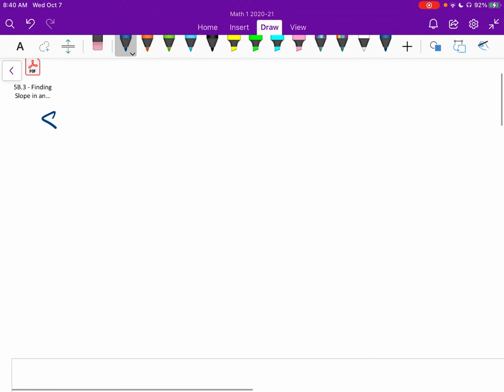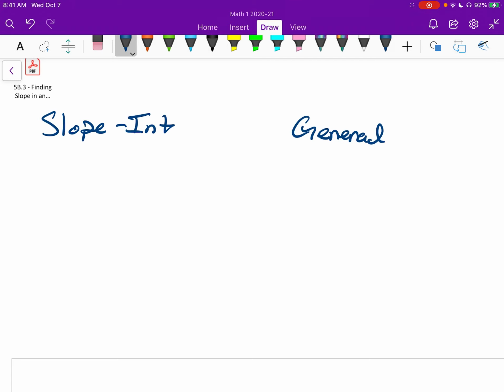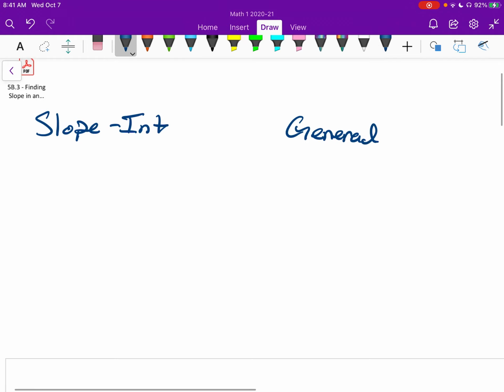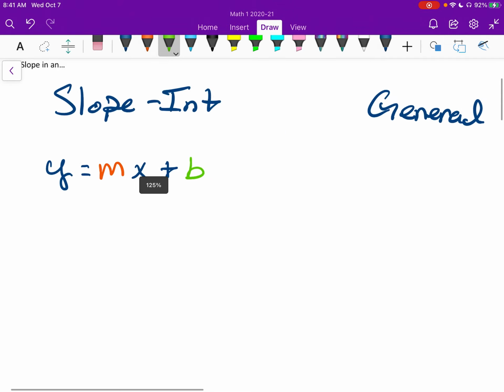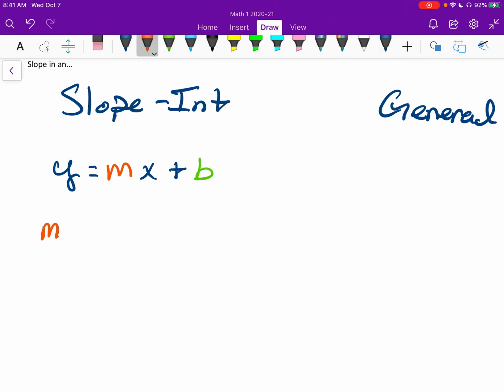We have slope-intercept form, slope, and general. Now, the one that we normally use, or the one that I normally use, is slope-intercept form. And normally you'll see that listed as y equals mx plus b, where m equals the slope and b is the y-intercept, right? So that's why it's called slope-intercept, because it has the slope and it has an intercept in there.